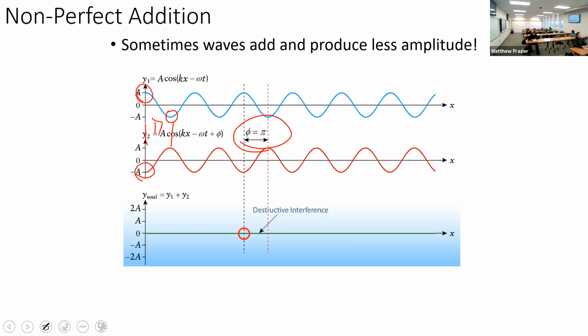So when they do that, you have the troughs line up with crests in the other way. And so you have plus amplitude and minus amplitude. And you add those, you get 0. So you get destructive interference. So in terms of sound, this would be a very quiet spot. In terms of light, it would be the absence of it. You would see a shadow, a darkness.